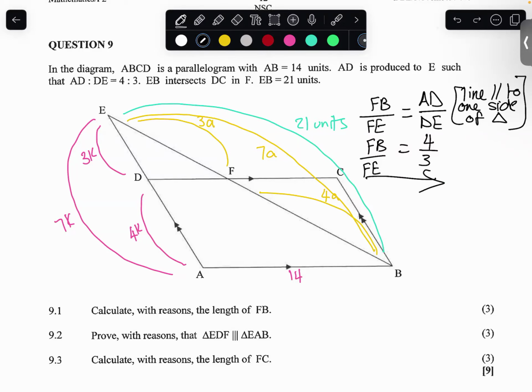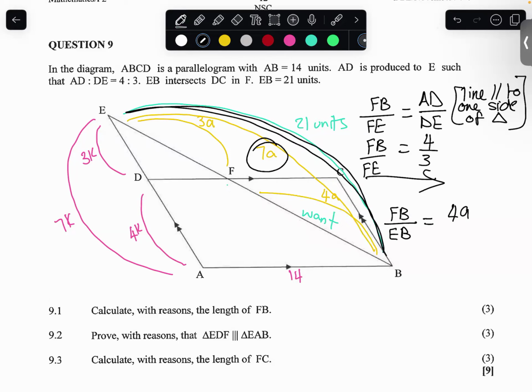Now, looking at FB, FB is the length that I want. This is what I want on this side of the triangle, right? So on this side of the triangle, I want this. I have this length. So this is the length I want. This is the length I have. So I'm going to make a statement of what I want over what I have. What I want is FB. What I have is EB. And then I'm going to make it equal to its ratio. What I want, its ratio is 4A. And what I have's ratio is 7A.